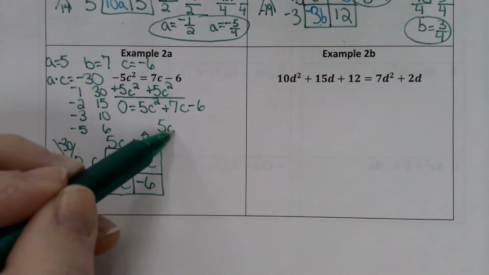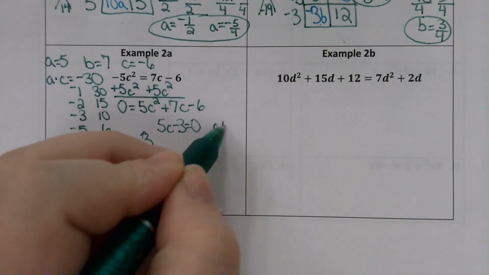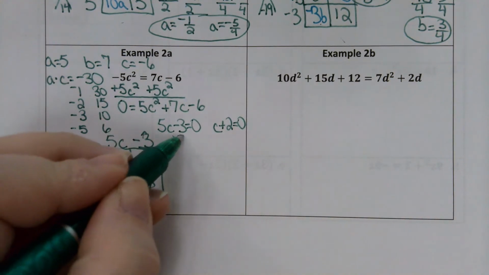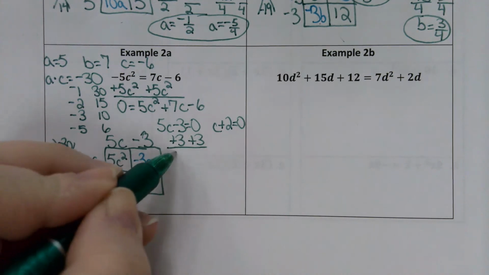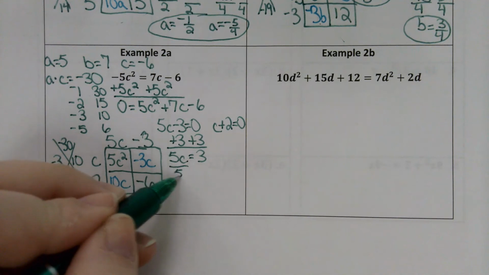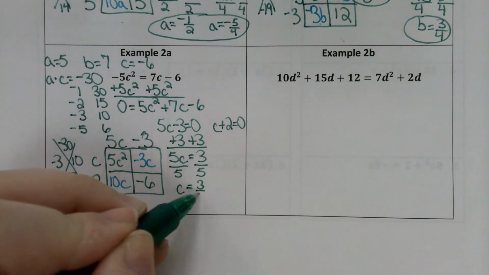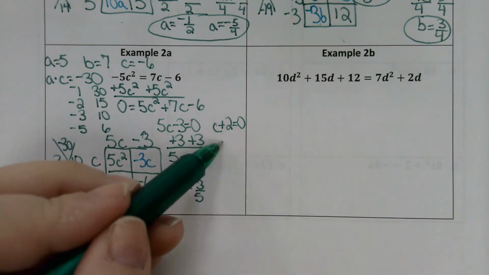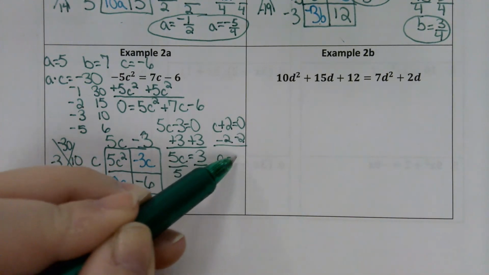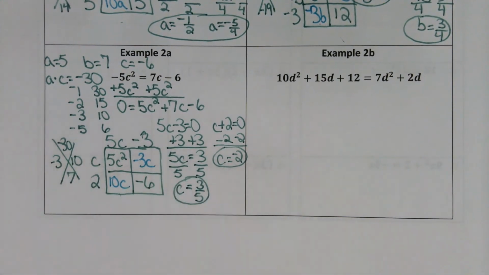So we'll have 5c minus 3 equals 0, and c plus 2 equals 0. Add 3 to both sides. So 5c equals 3. Then divide by 5 on both sides, giving c equals 3/5. For our other factor, we'll subtract 2 from both sides. So c equals -2. There are two solutions.